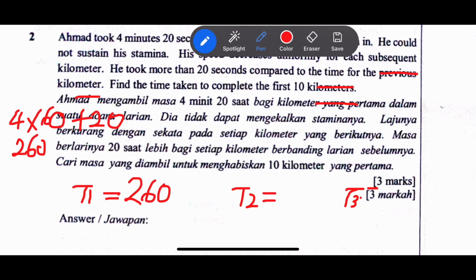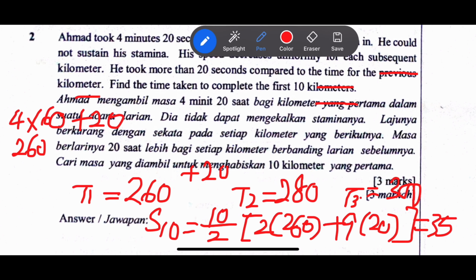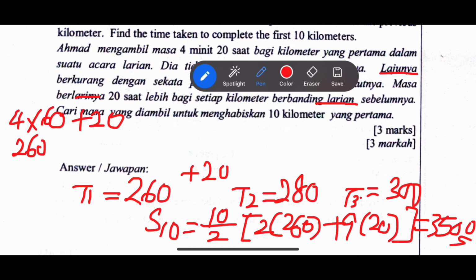Okay, everything in seconds. And then because the question says he took 20 seconds more, that means that is the common difference. So the second term will be 280, and then the third term will be 280 plus 20, which is 300, right? So this question is quite easy. The question asks to find the time taken to complete the first 10 kilometers. So hence we use the sum of the first 10 terms, and then we solve it and we will get the answer 3500 seconds. Alright, so this is the answer for the HOTS question involving arithmetic progression, right?